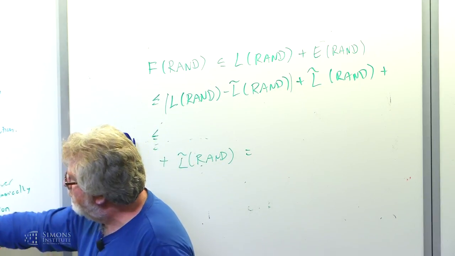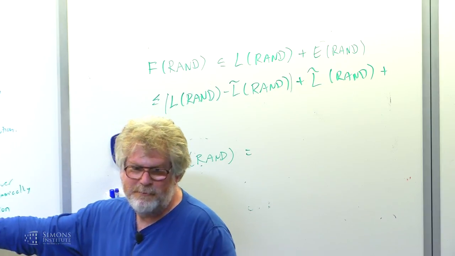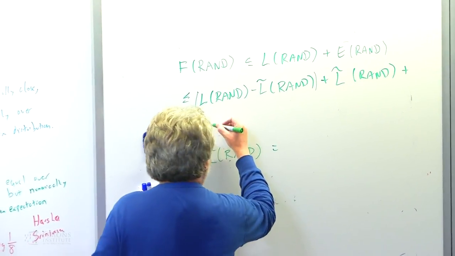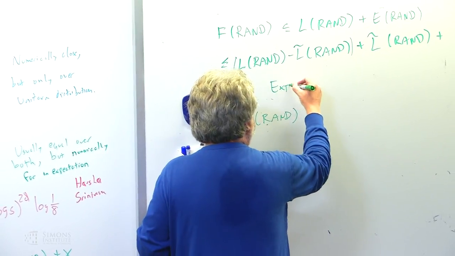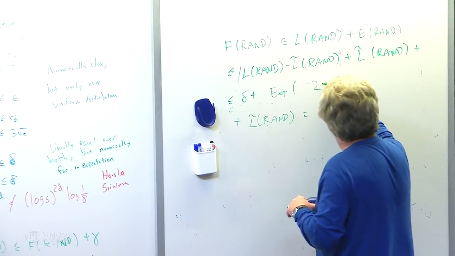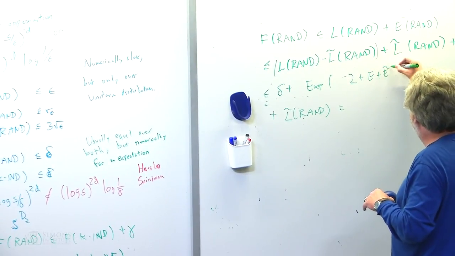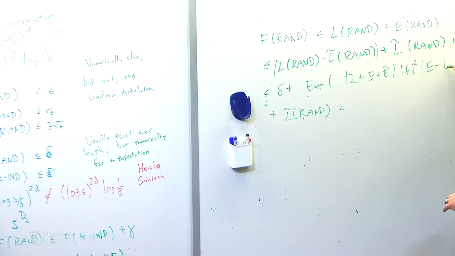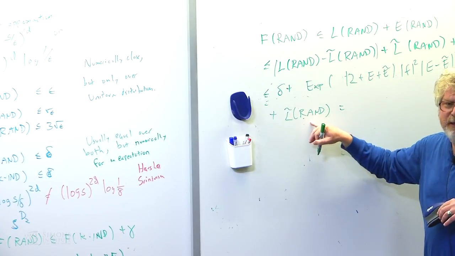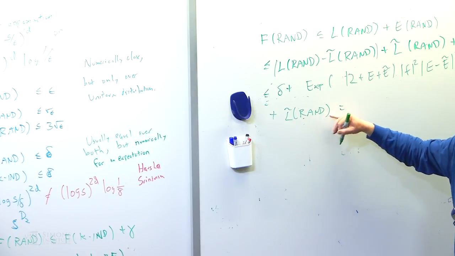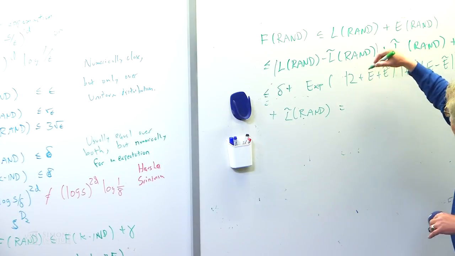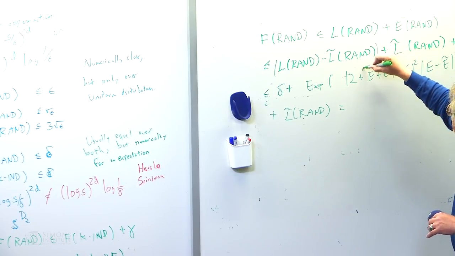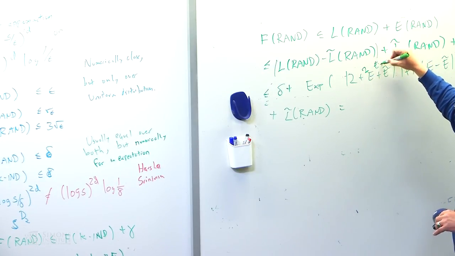Okay. E-Rand is this delta. So we have delta plus the expectation of 2 plus E tilde times F squared times E minus E tilde, plus the expectation of L tilde on Rand. This we can again write as a plus a E and an E minus E tilde.